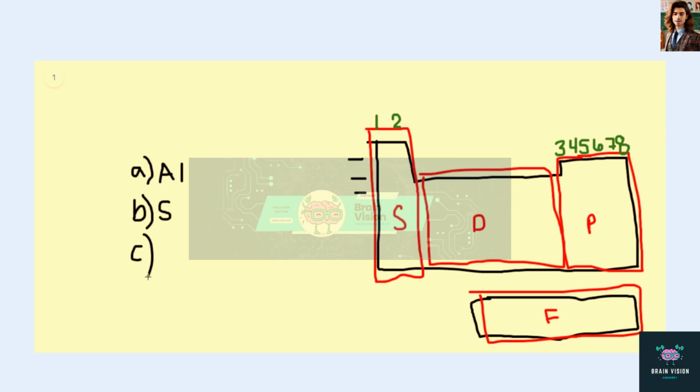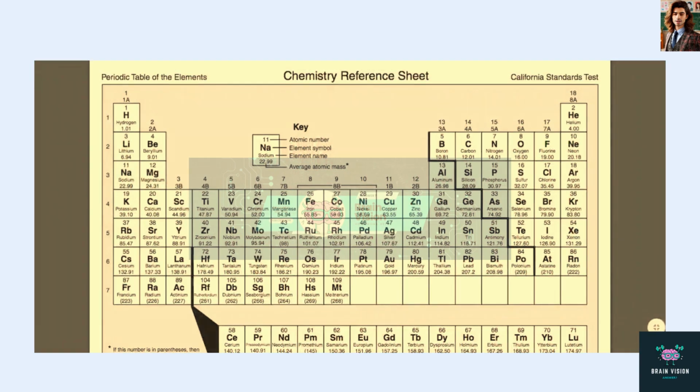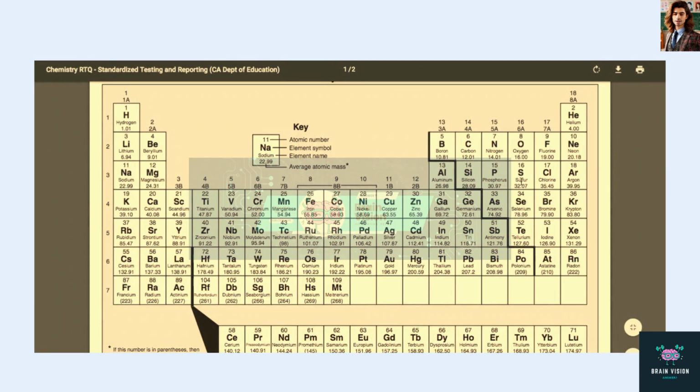C asks us to identify what has 6 3p electrons. So we know that sulfur has 4. 1, 2, 3, 4. 5 would be chlorine, and 6 would therefore be argon.